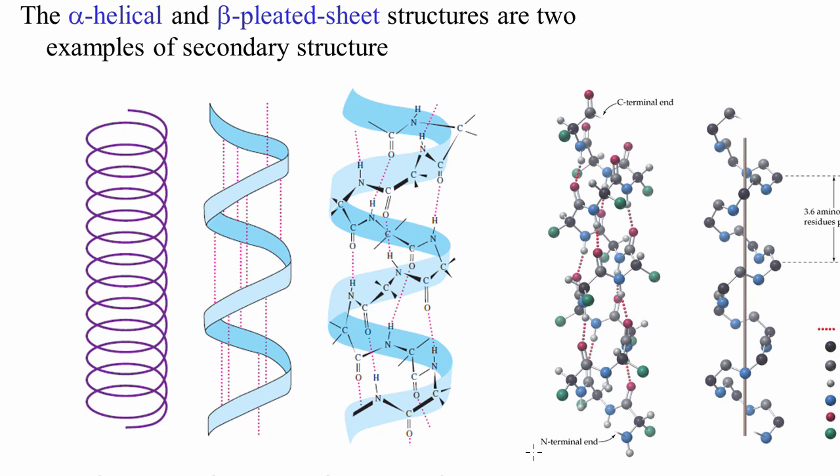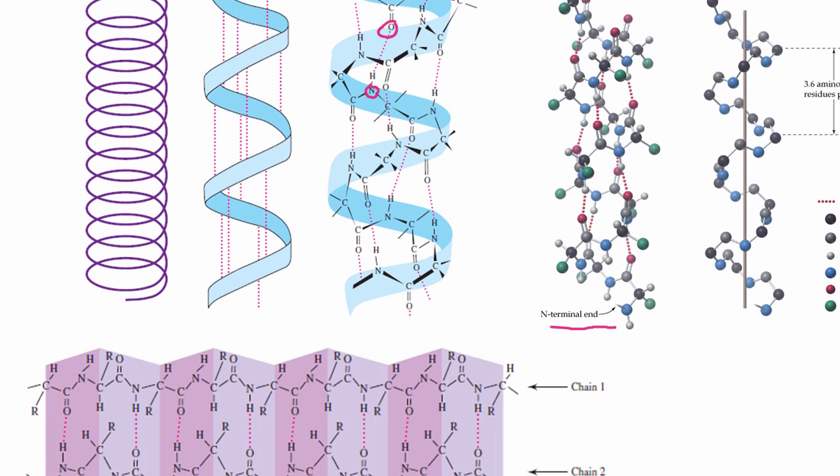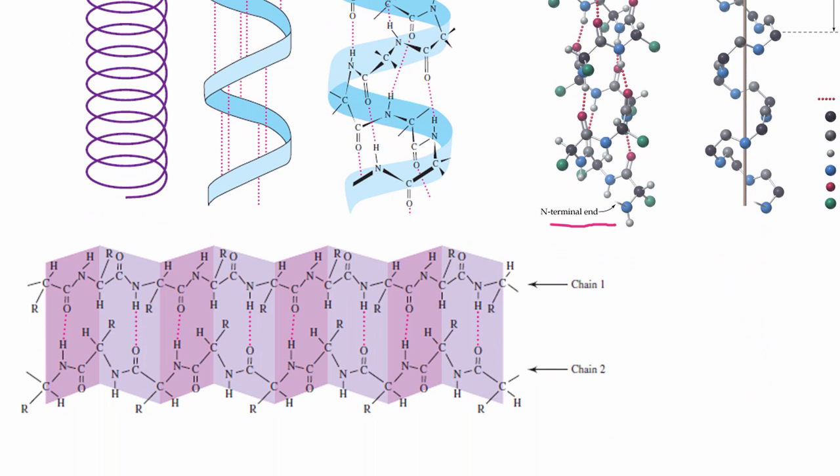So we can see that in all 5 of these figures. So for example, we have hydrogen bonding here between a hydrogen that's bonded to the nitrogen on this part of the chain to the carbonyl oxygen on the other part of the chain. So these hydrogen bonds are very important in secondary structure.